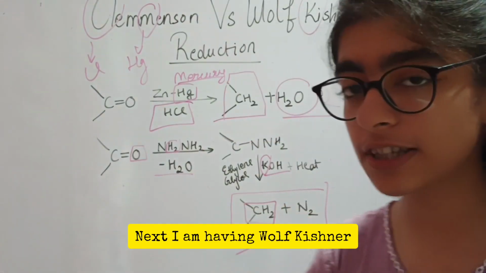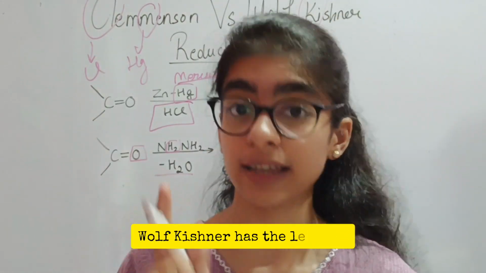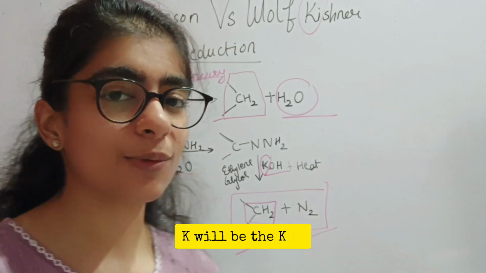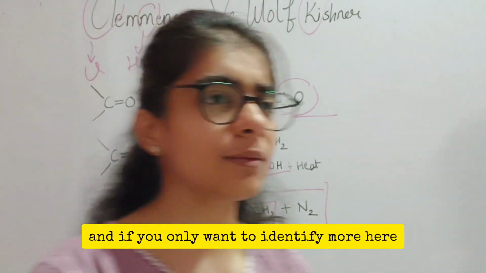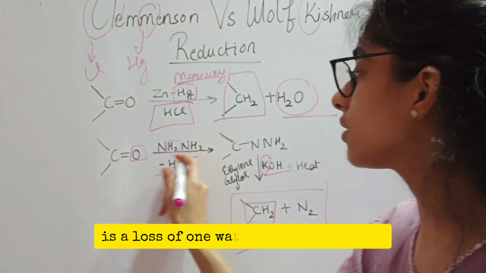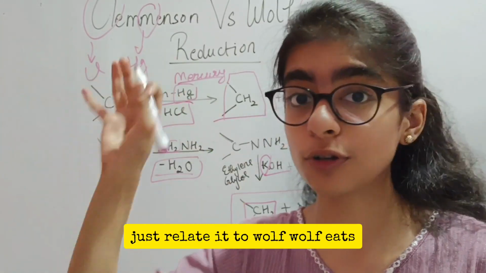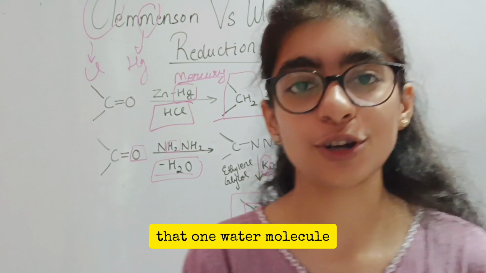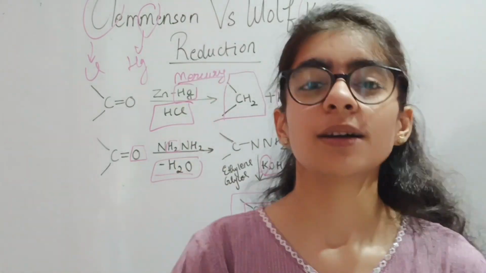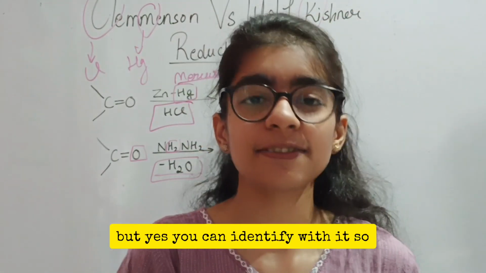Next I am having Wolff-Kishner. Wolff-Kishner has the letter K. K will be the KOH. And if you want to identify more, here is a loss of one water molecule. So I can just relate it to Wolff. Wolff eats that one water molecule. That was an extra one, but yes, you can identify with it.